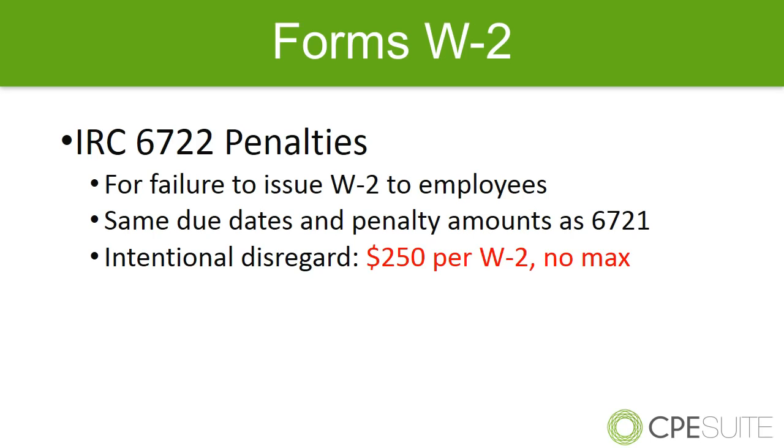But there's also an intentional disregard penalty. For an individual or business that knows they're required to file a W-2 on behalf of an employee, but they knowingly choose not to do so at all, there is a $250 penalty per W-2, and there is no maximum penalty. So for a really big business that fails to file W-2s and the IRS can prove that they did so with intentional disregard, then that penalty has no cap.